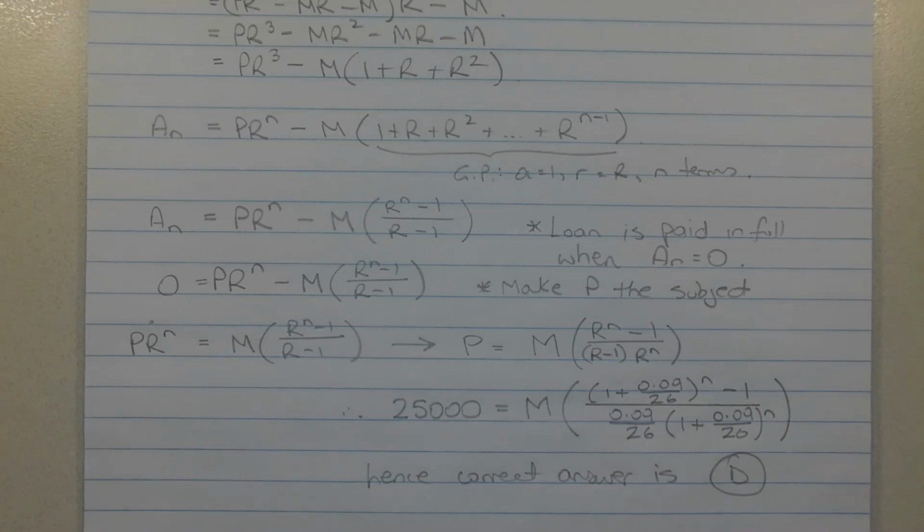If we substitute the values for P, M and R, we get 25,000 is equal to M outside of 1 plus 0.09 over 26 in brackets to the power of n minus 1, so that's in the numerator, all over 0.09 over 26 outside of 1 plus 0.09 over 26 in brackets to the power of n, which is in the denominator. Hence, the correct answer is option D.